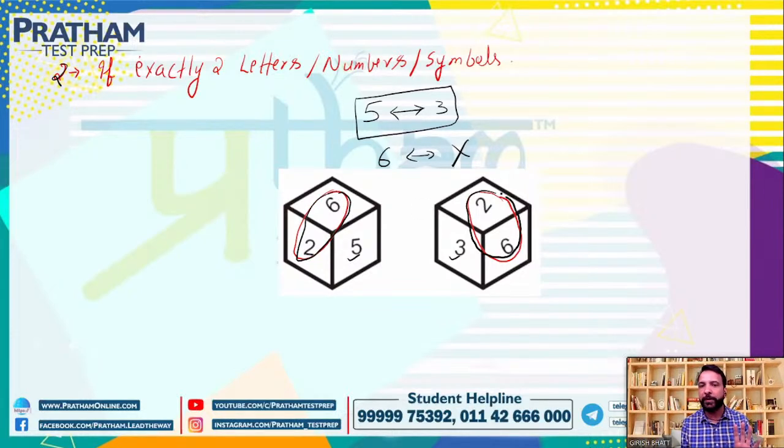If two letters or two numbers are common, here 2 and 6 are common in these two dice. So in that case, the remaining numbers are 5 and 3. They are opposite. 5 here, 3 here, they are opposite to each other.